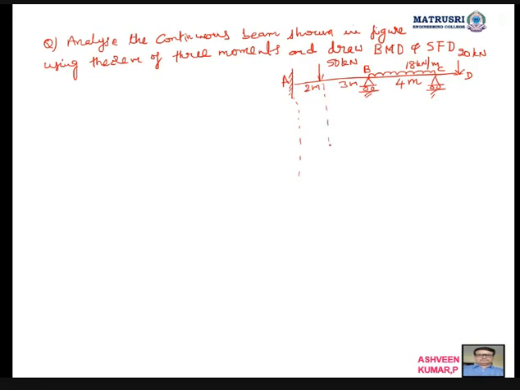Figure given. Figure given. So first, what is the first step?